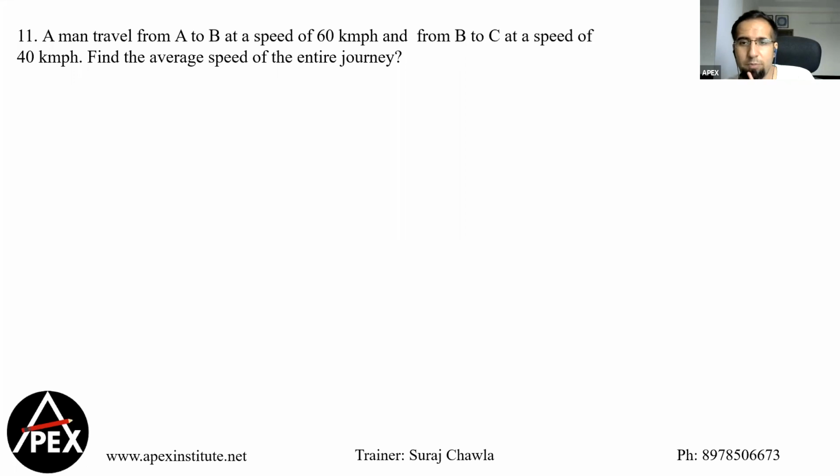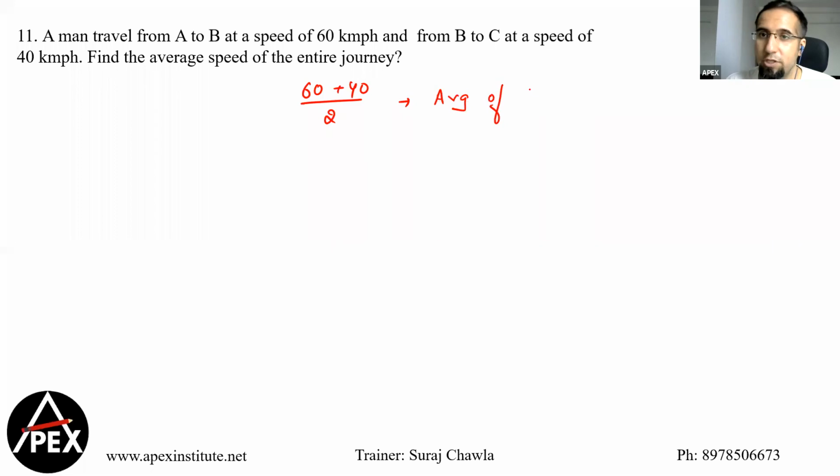No, Navina, you're committing the same mistake. Now, again, a lot of you have given me the answer as 50, which is again wrong. Please understand, if you are writing 60 plus 40 by 2, what are you doing? You are calculating the average of the speeds, which is not asked in the question, guys. The question asks you for average speed.